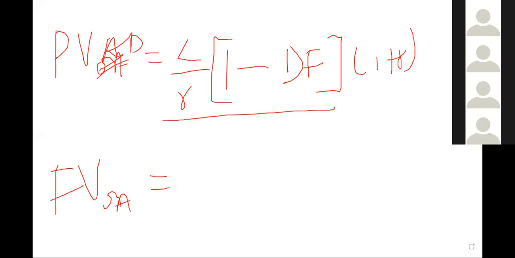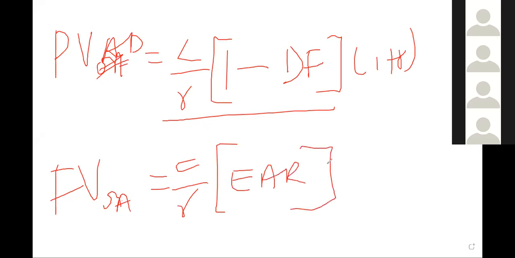Yes, sir. Can you tell us what the formula should be for future value ordinary annuity? C over r, and the EAR formula. Good. That's fine.